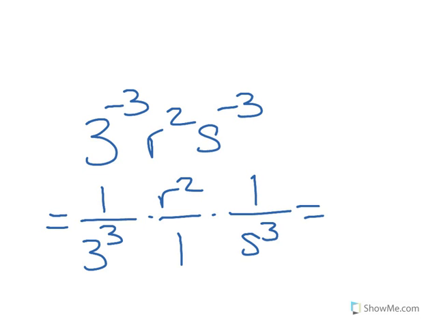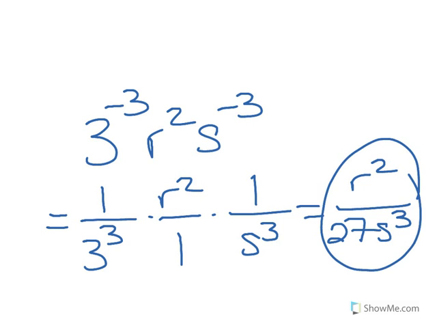Now multiply straight across. 1 times r squared is r squared, times 1 is r squared. On the bottom, 3 cubed is 27. 27 times 1 is 27, times s cubed is 27 s cubed. This is the resulting expression when you simplify something like this.